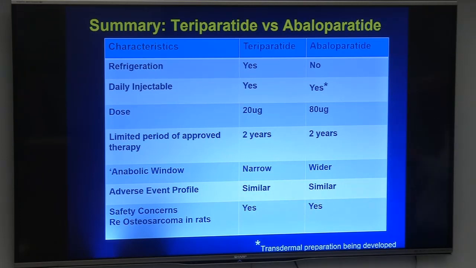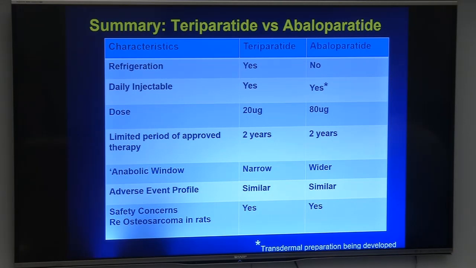So let me compare the 2 PTHs. Abaloparatide does not require refrigeration. That happens to be a very important point. If your patients are like my patients, who are always traveling, going here, going there, and they have to find a fridge on the airplane, they have to find a fridge in the hotel, it's a drag.